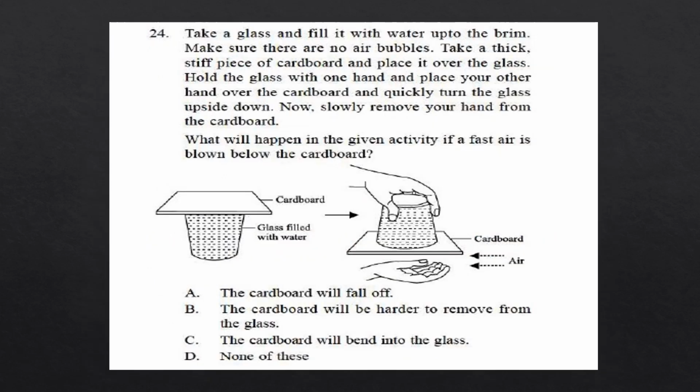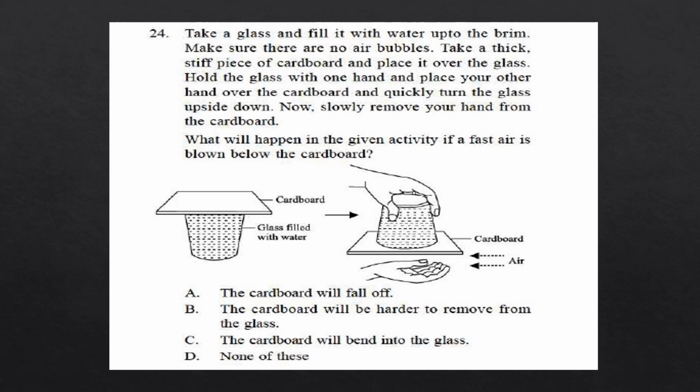Question number 24. Take a glass and fill it with water up to the brim. Make sure there are no air bubbles. Take a thick, stiff piece of cardboard and place it over the glass. Hold the glass with one hand and place your other hand over the cardboard and quickly turn the glass upside down. Now, slowly remove your hand from the cardboard.